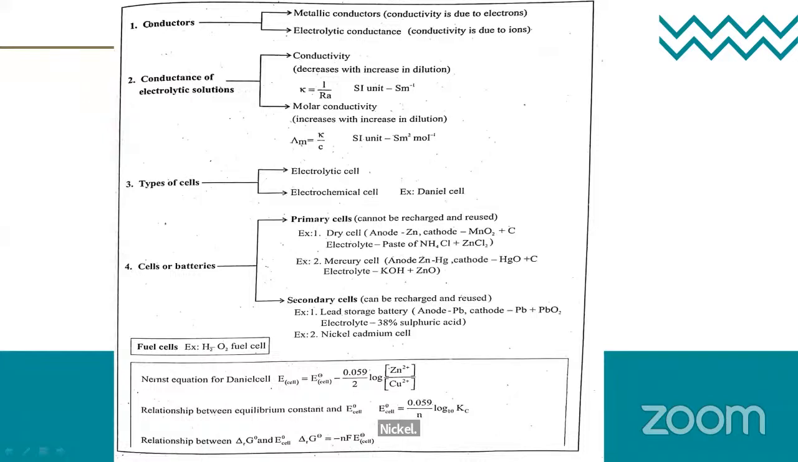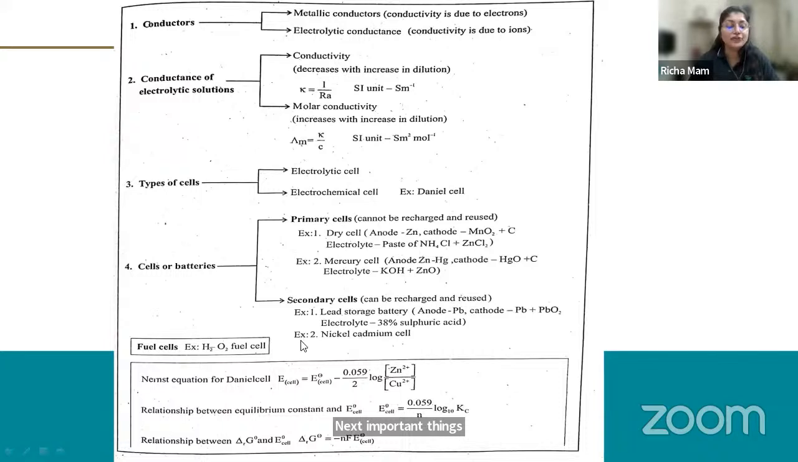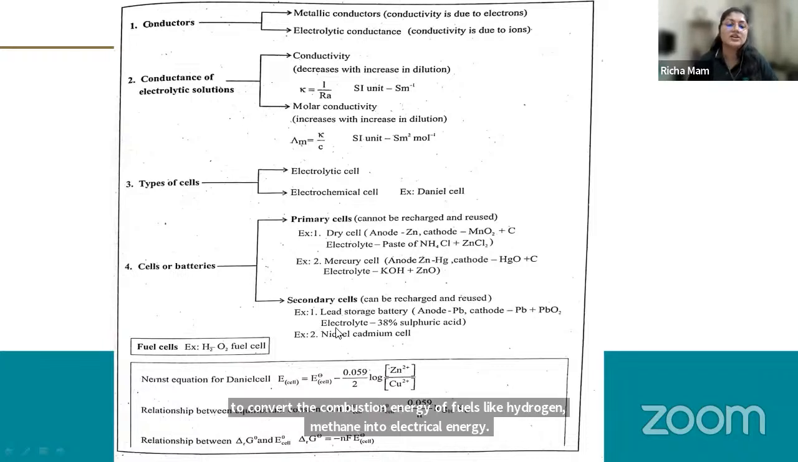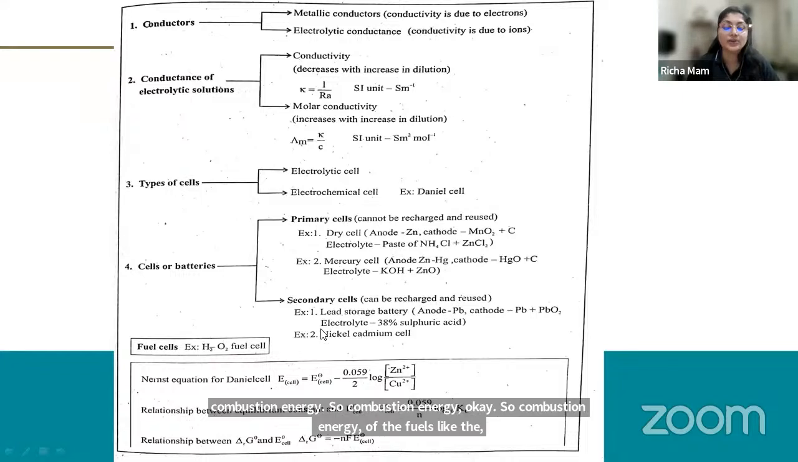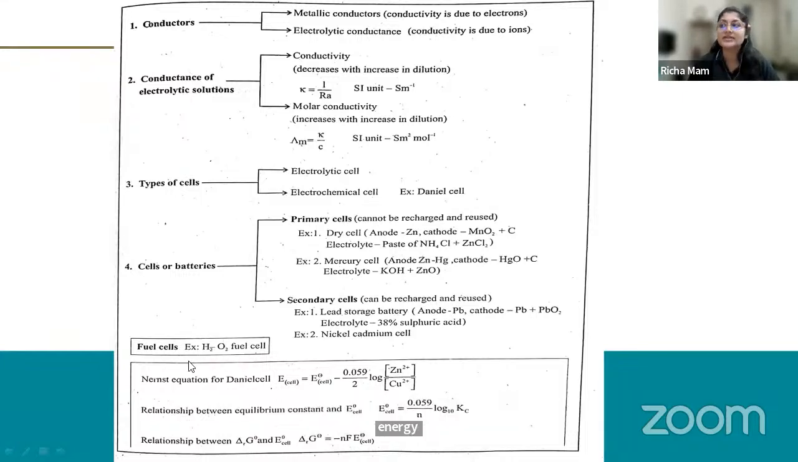The next important thing is the fuel cell. What are fuel cells? Fuel cells are galvanic cells used to convert the combustion energy of fuels like hydrogen, methane, and methanol directly into electrical energy.